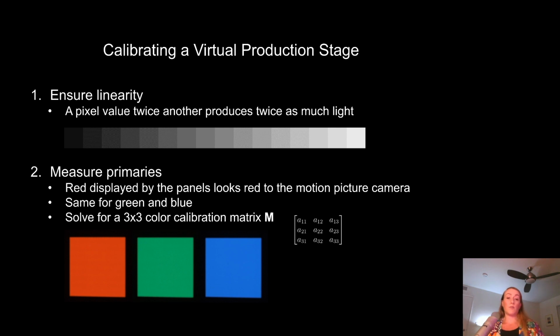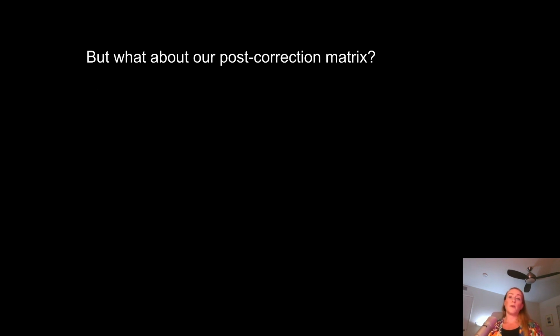In practice, this 3x3 color matrix is applied to the content before it's displayed by the panels, and so we can think of it as sort of a pre-correction matrix. Now the nice part about this process is that if red, green, and blue look correct to the camera, then all the other colors in the content, including white, will look correct as well because they're all linear combinations of the primaries. So this process is great, and it works very well if your goal is to make in-camera backgrounds look correct. But what about our post-correction matrix now?